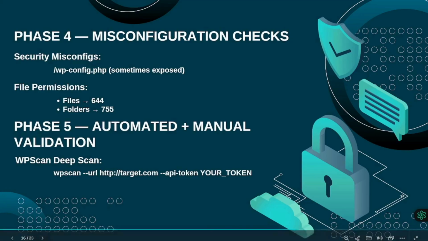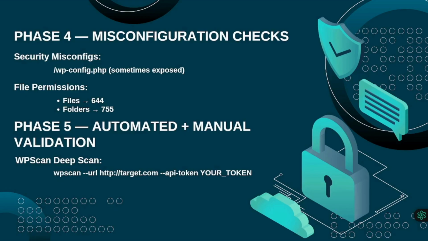Next, phase 4 is misconfiguration checks. In security misconfigurations, wp-config.php is sometimes exposed. File permissions should be 644 for files and 755 for folders. Next, analyze the security misconfigurations. We check for directory listing exposure, debug mode enabled, sensitive file exposure, and default credentials also. Finally, improper file permissions.